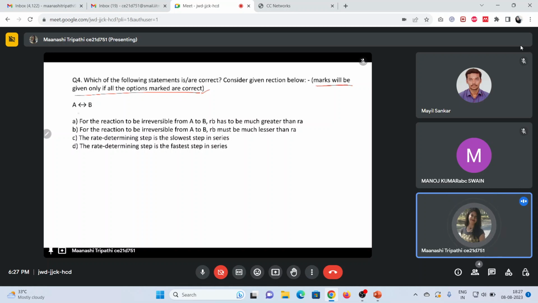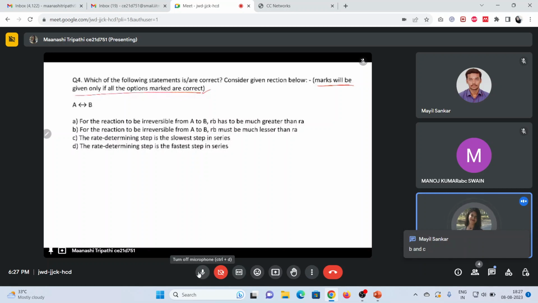There is a reaction from A to B, and we are talking about reversible and irreversible reactions as well as the rate determining step. So this is a theoretical question. Please try to come up with a solution. Yeah. You also want to try, Manoj?